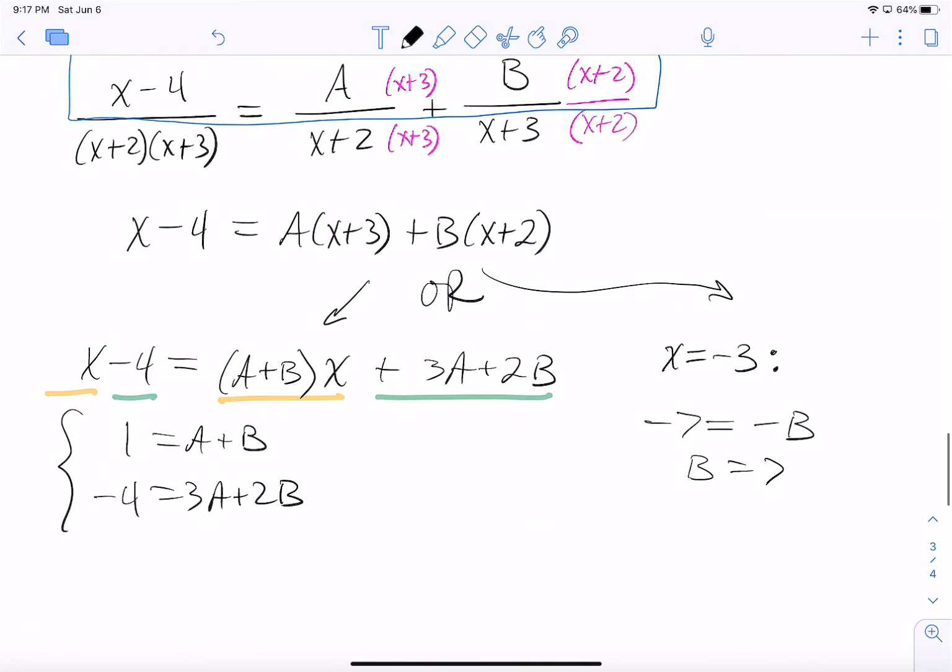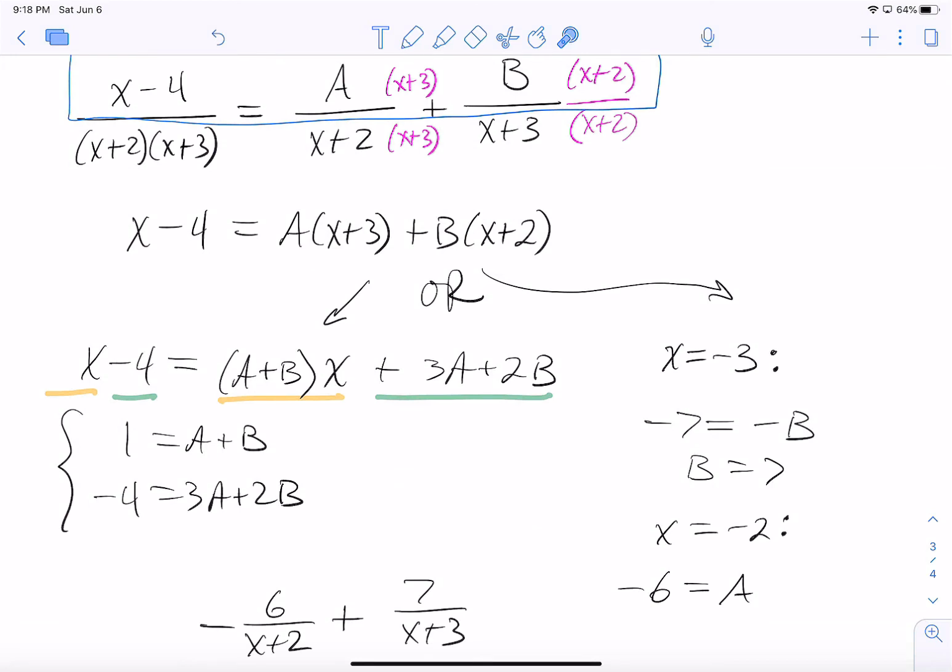If we were then to pick negative 2 in place of x, we would zero out the b term on the right. And so if x is equal to negative 2, again, we're substituting everywhere we see x in the equation, we would end up with negative 6 is equal to a. And we have found a and b. A was the numerator of a fraction that had a denominator of x plus 2. So I have a fraction negative 6 over x plus 2. B was the numerator of a fraction with a denominator of x plus 3. And so I have a fraction 7 over x plus 3.